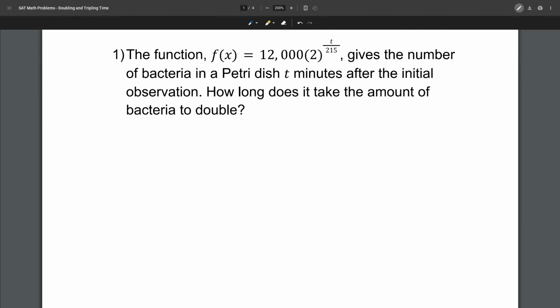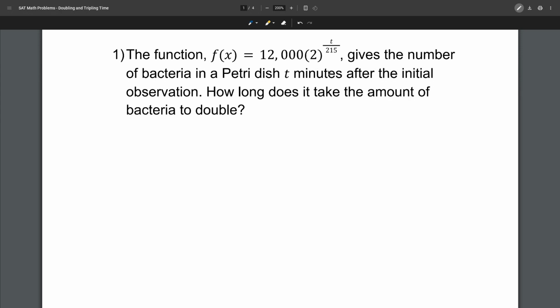In this video we're going to look at word problems that deal with exponential functions where we have something doubling or tripling in a certain amount of time, and we're going to figure out how long that takes. For instance, the first question reads, the function f of x equals 12,000 times 2 raised to the t over 215 power. That gives the number of bacteria in a petri dish t minutes after the initial observation. How long does it take the amount of the bacteria to double?